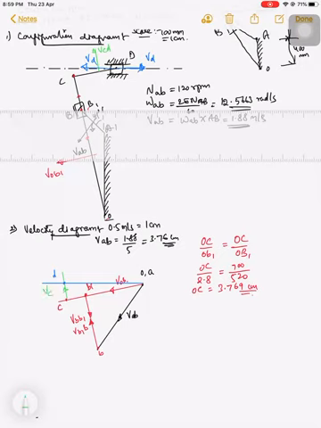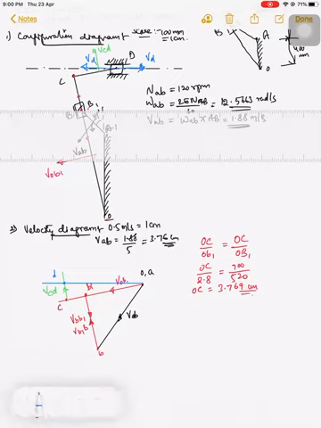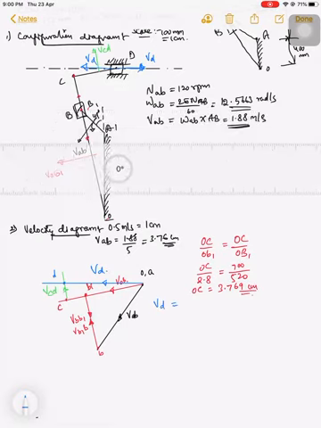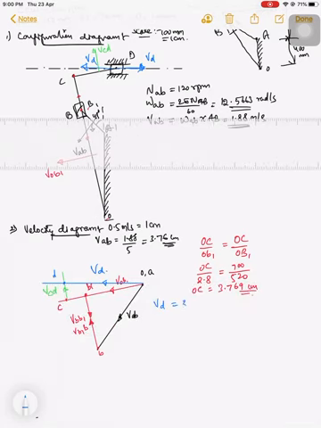So this is VCD and this is VD. Now in the question he has asked us to find out VD. So what I will do is I will measure VD first using the scale. Measure VD, it is 3.7 centimeters.